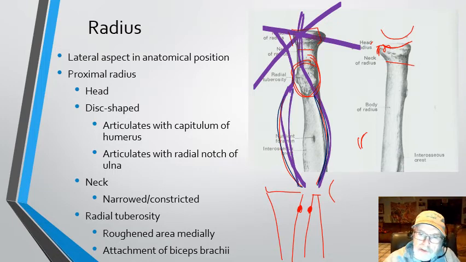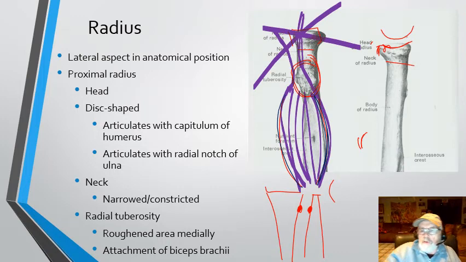The muscle fibers are coming down this way, and the radius is a rotatory bone. It rotates. Flexion of the elbow is at the ulnar humeral joint. Rotation of the forearm involves the radius, the ulna, and the humerus. The ulna does not rotate on the humerus, but the radius rotates on both the humerus and the ulna.